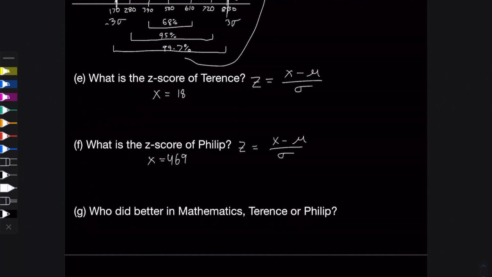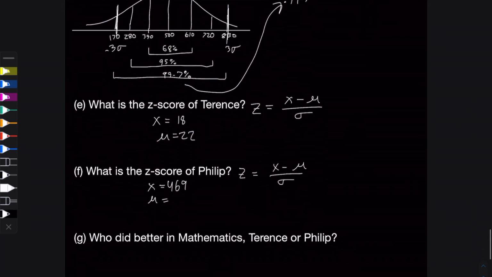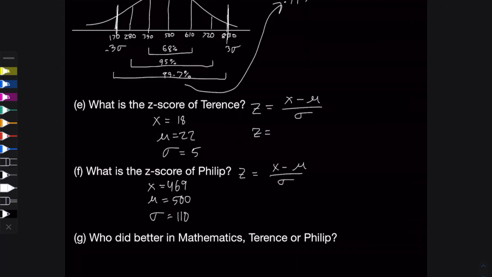And then we need to find the mu of ACT scores, which was 22, and the mu of SAT scores, which was 500. Our standard deviation of ACT scores was 5, and our standard deviation of SAT scores is 110. So now we're going to use our z-score formula that I have written down here. This would be z equals 18 minus 22 over 5, and this is going to be 0.8.